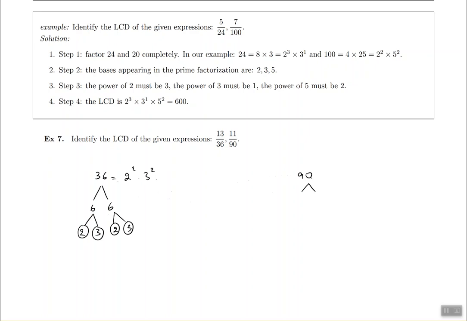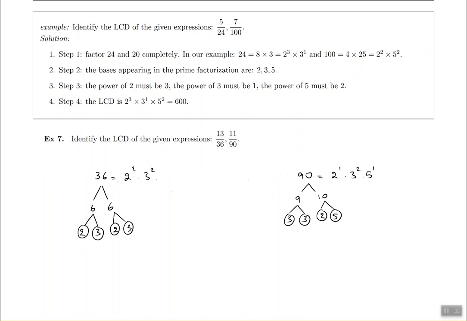Let's go back to 90. One way to write down 90 is to multiply 9 and 10. 9 itself is 3 times 3, and both of those are prime, so I'm going to circle them. And finally, 10 is 2 times 5. So another way of saying 90 is to write down 2 to the power of 1, 3 to the power of 2, and 5 to the power of 1.